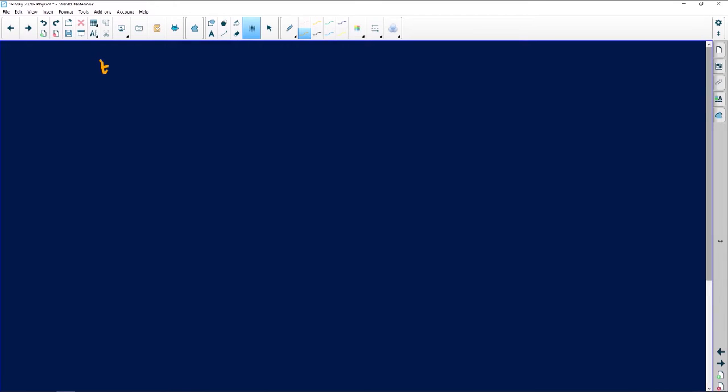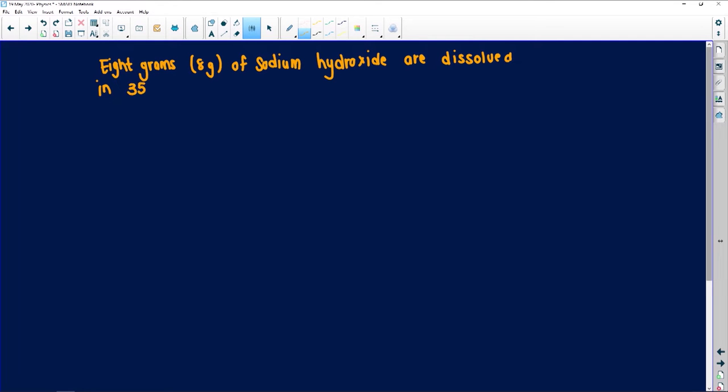So the first one says 8 grams of sodium hydroxide are dissolved in 350 cubic centimeters. Oh, I see where the problem with this question might be.